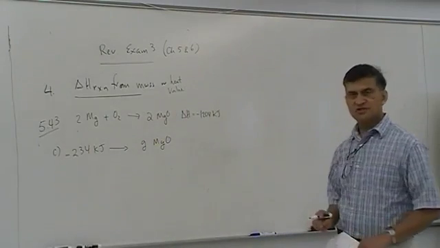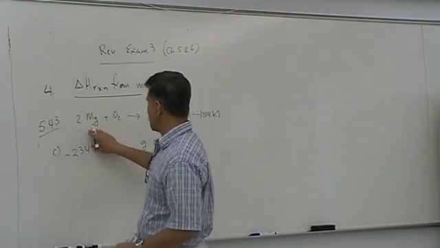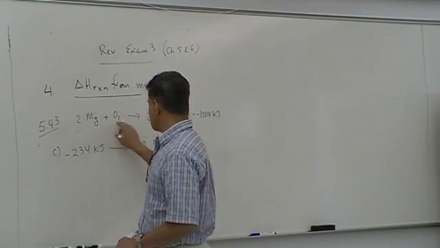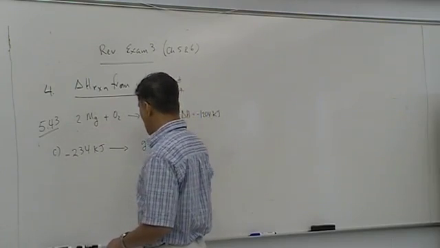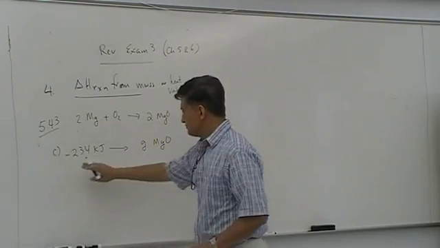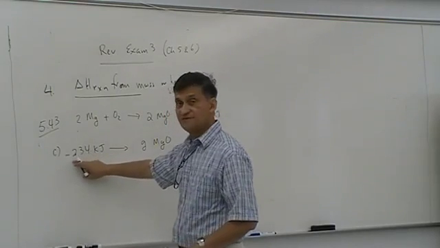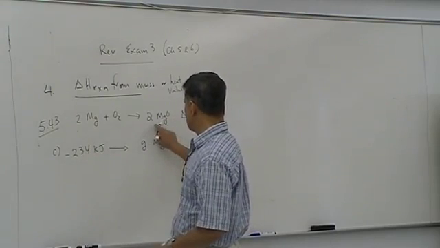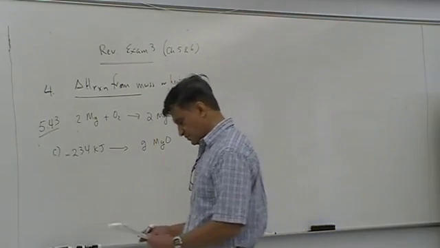I can ask you this question in several different ways. I can give you certain grams of Mg and ask, if I have 5.0 gram of Mg in this reaction, how much energy is it going to give you. Or I can tell you, like in this particular problem, that 234 kilojoule of energy is given off, which is negative, and ask how many grams of MgO is formed in this reaction. So let me show you how to do this problem.